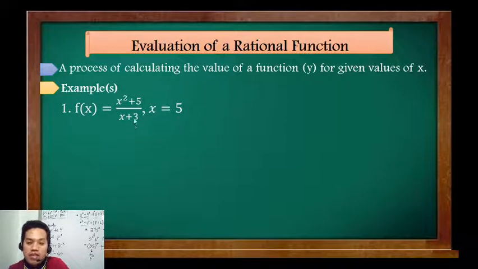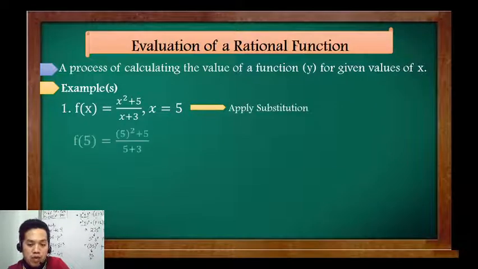x plus 3. This given rational function is expressed in fraction form. We can see the numerator which is equal to x squared plus 5, then our denominator is equal to x plus 3, or our q of x. Now the value of our x is equal to 5. Let us now evaluate the given function by replacing, or substituting, the value of x into the given function. Okay, let's start.